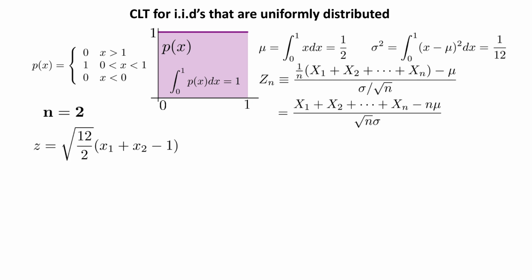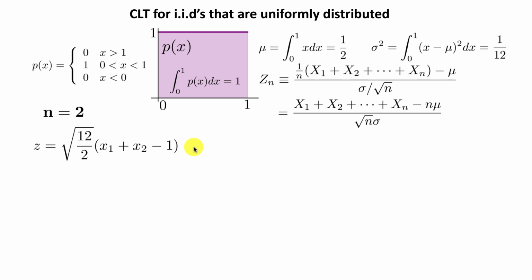Let's do that. Now what I have is n equal to 2 here. So z2 will be x1 plus x2 minus 2 times mu. Mu is a half, so minus 1. That's why we have this x1 plus x2 minus 1, and then of course there's going to be square root of 2 times sigma, and sigma is 1 over square root of 12. So therefore this is the appropriate definition of z for two identical independent random variables.